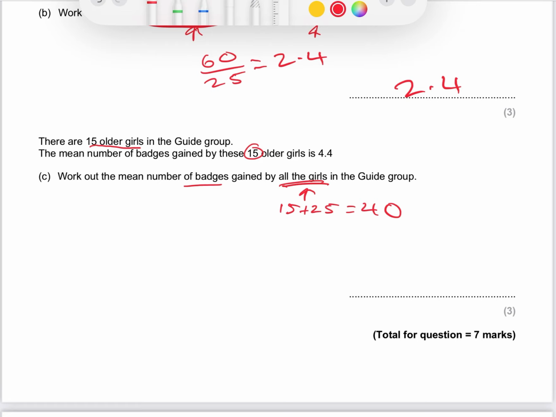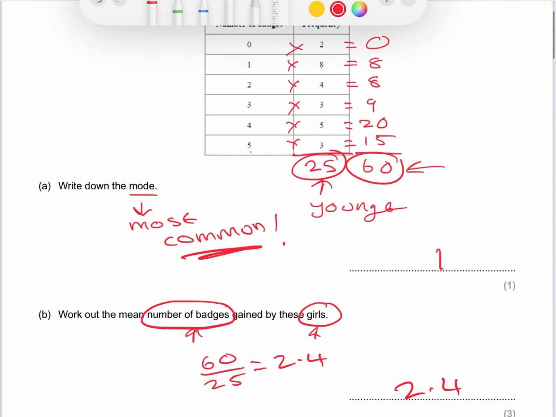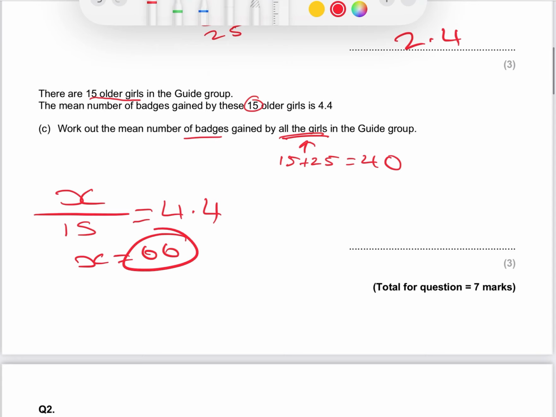However, I know, I'm going to call it X, the total number of badges. If they divide that by 15, they got an answer as 4.4. So if you do 4.4 times by 15, we get an answer of 66. So now I know the older girls got 66, the younger girls got 60. In total, 66 and 60 is 126.